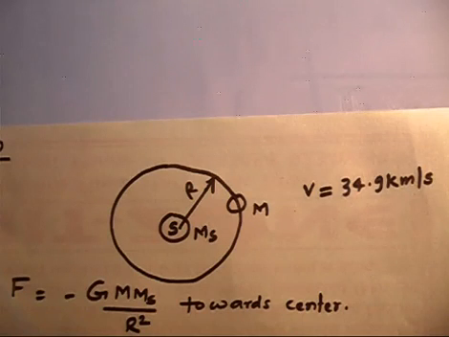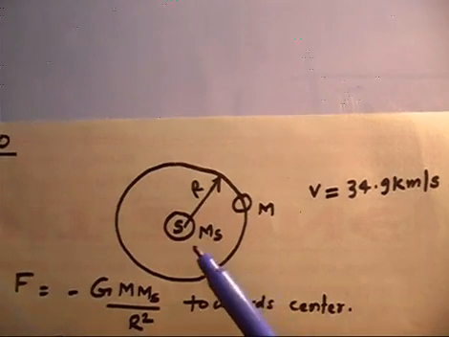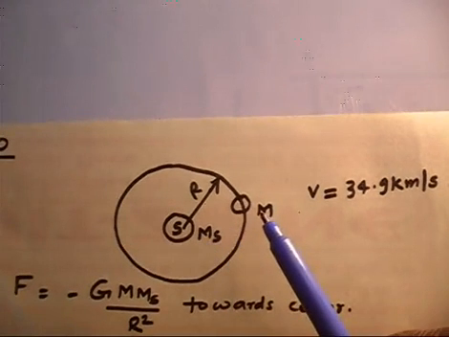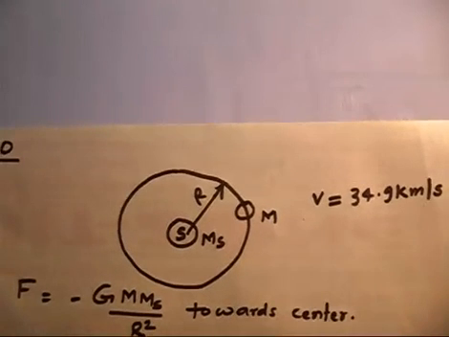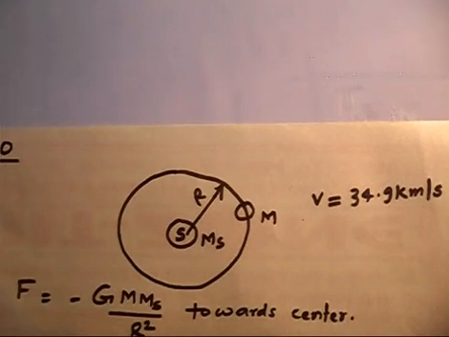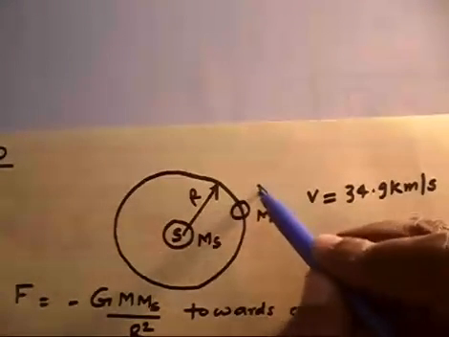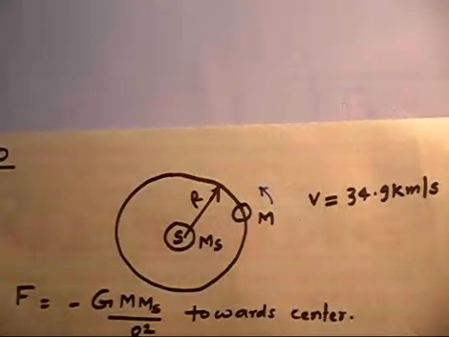The problem says a planet of mass m moves along a circle around the sun with velocity v, that is 34.9 km per second. So what is given? I have this sun, having mass Ms, and there is a satellite of mass m. This satellite is moving in a circular orbit around the sun, and velocity is also given, that is 34.9 km per second.